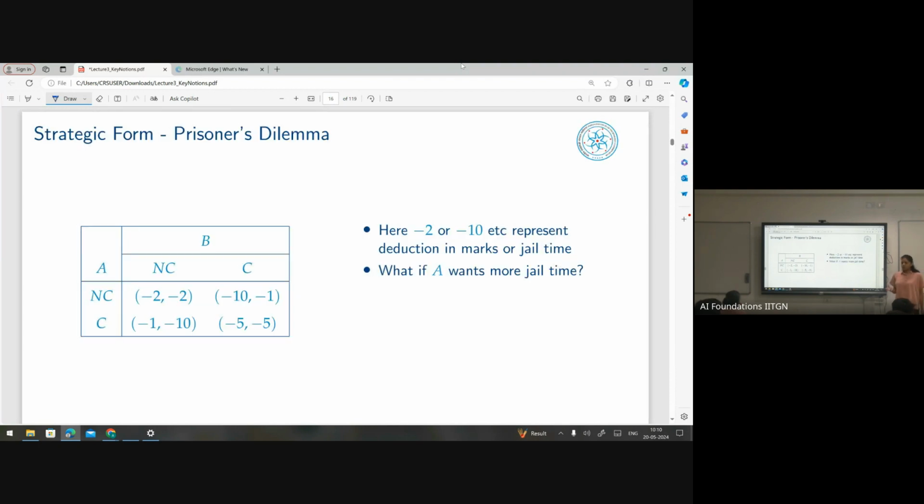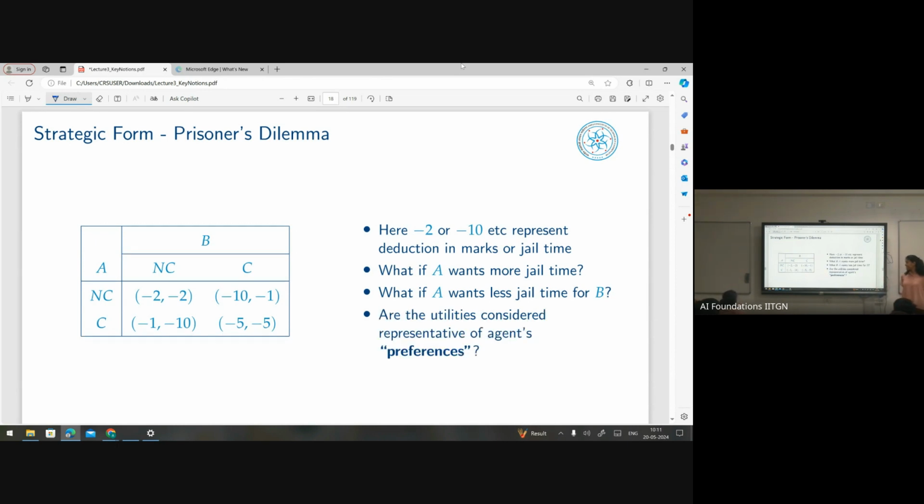But what if A wants more jail time? Like, what if it's not really a negative utility for A to be in jail? For example, in many countries, the jails are better than staying outside homeless, right? So they probably want to stay in jail for longer. Or what if, I don't know, A likes B, so A wants less jail time for B. So are these values that we populated really representative of the agents' preferences?